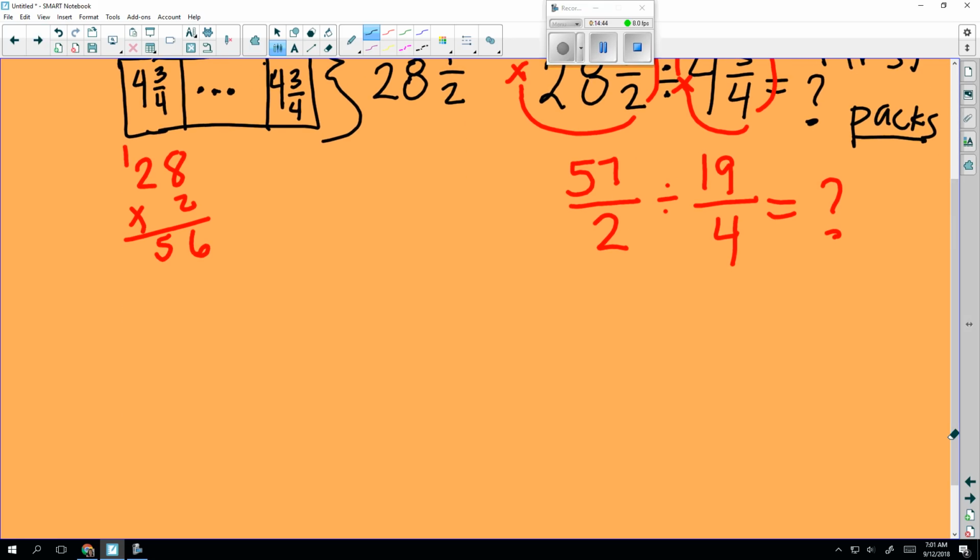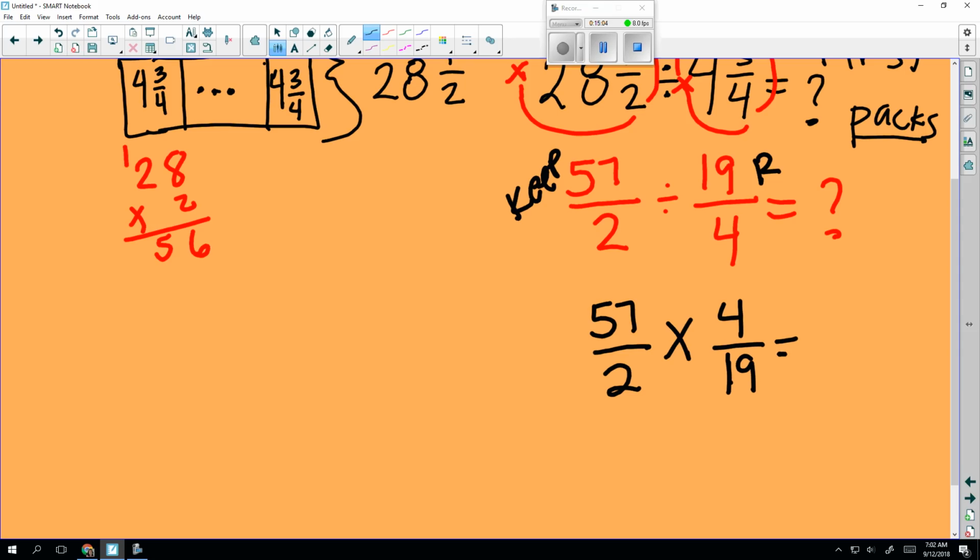Okay, so now I'm going to keep my first fraction, okay? 57 halves, okay? I'm going to change my sign to multiply, and then I'm going to use the reciprocal of 19/4, which becomes 4 over 19, okay? And now I can multiply.